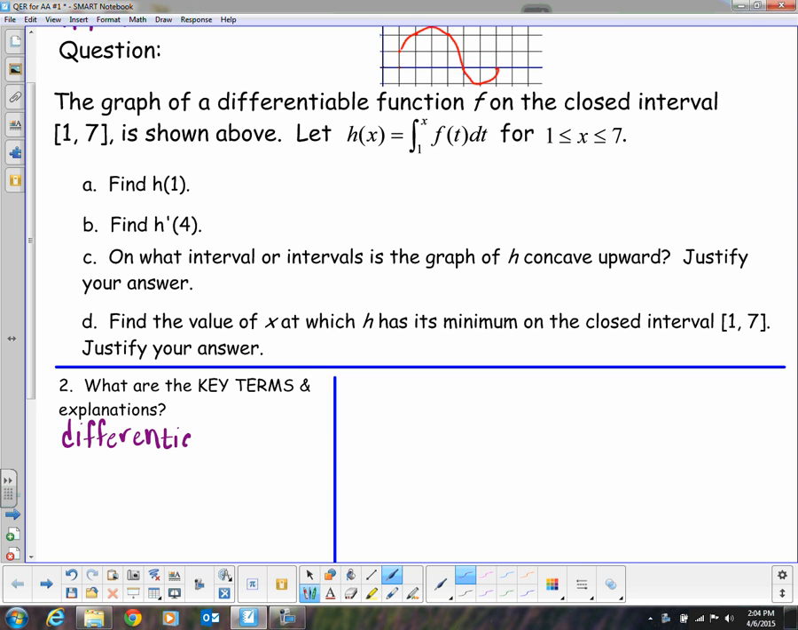And my question here is, what do I know about differentiable? What does differentiable tell me? It tells me two things. The first thing it tells me is that the derivative exists. And the second thing it tells me is that the function is continuous. So if the function is differentiable, that's what we've got.